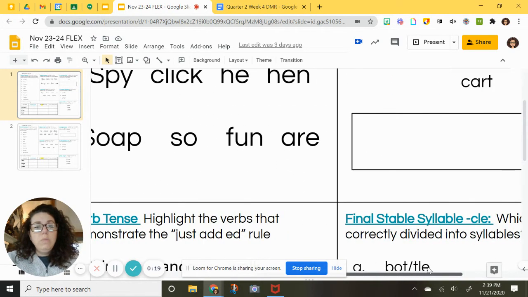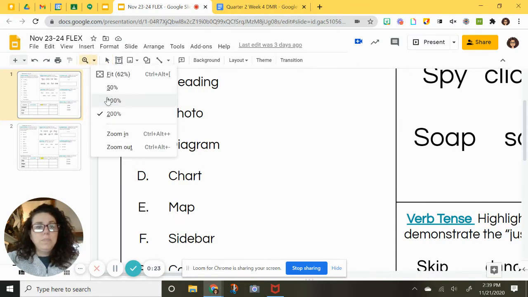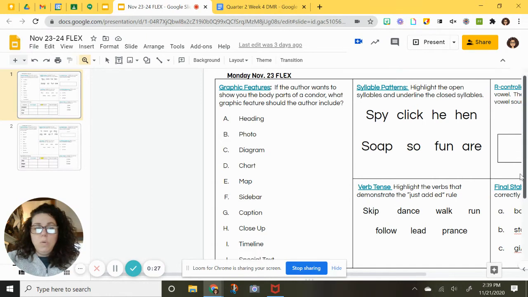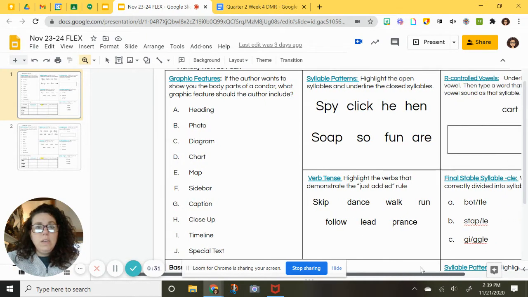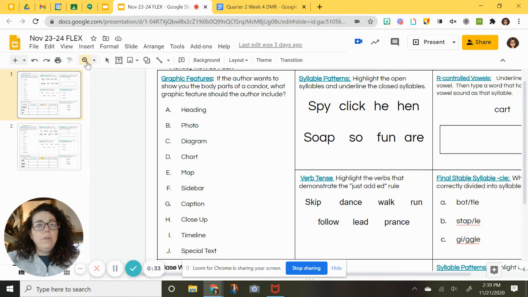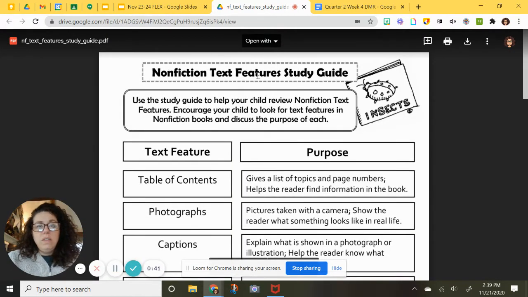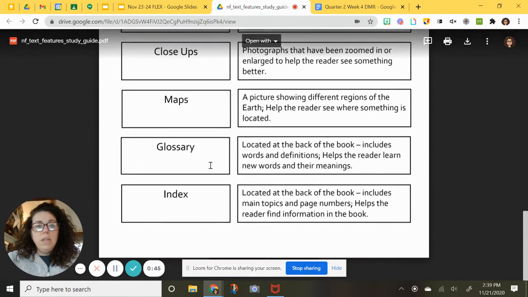200. And the reason I'm going to do 200, I'm not going to do 100, is because you won't be able to see the whole question there. So this one is graphic features, and if you do not remember what graphic features are, it's linked. They're also called text features as well. We've been using those as synonyms. Here's what they are, and here's what they do.